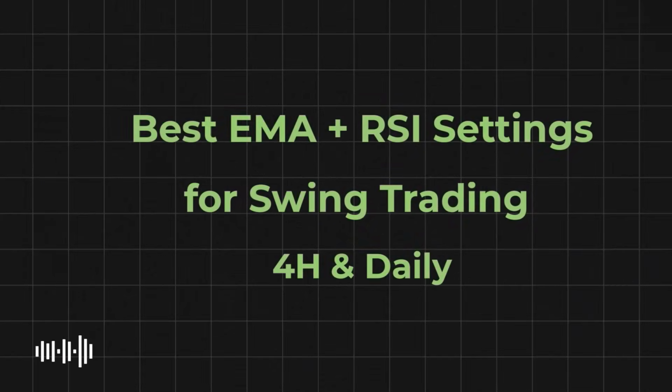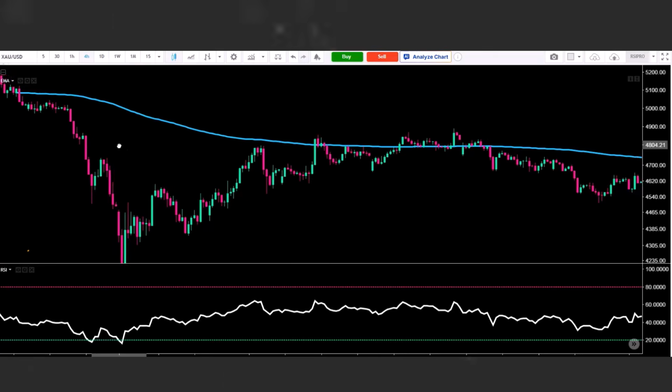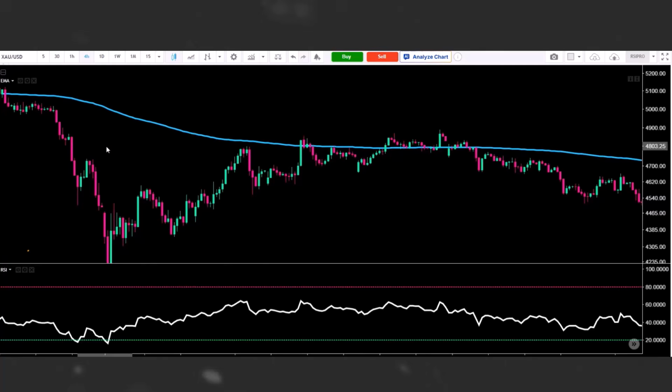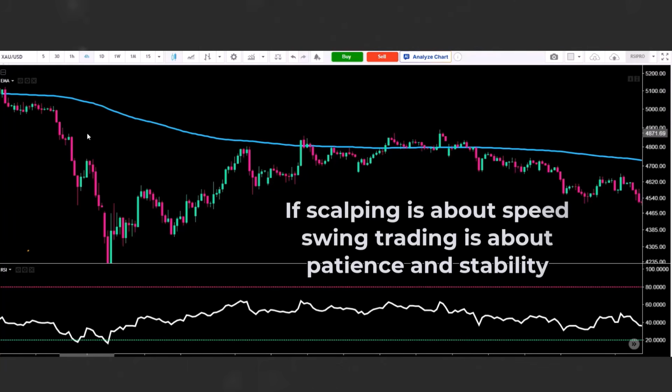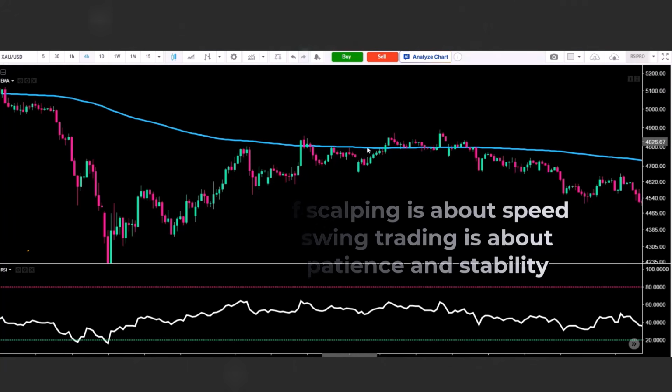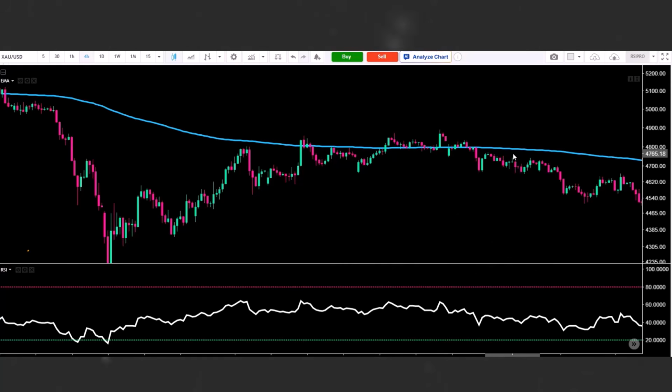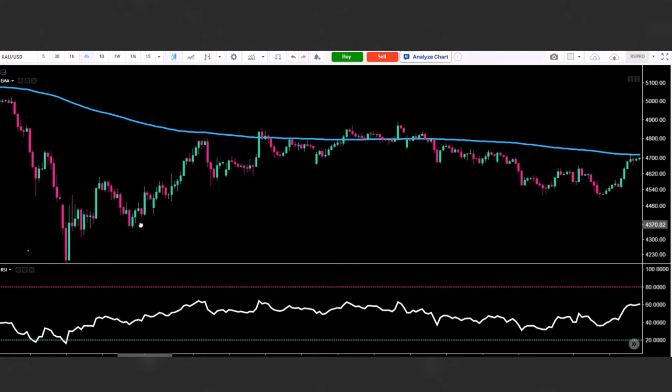Best EMA and RSI settings for swing trading, 4-hour and daily charts. Finally, let's look at the bigger picture, swing trading. It's for the 4-hour chart and the daily chart. If scalping is about speed, swing trading is about patience and stability. On these higher time frames, the trends are much stronger, but the moves take much longer to develop.